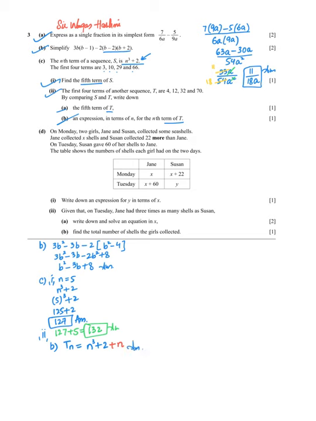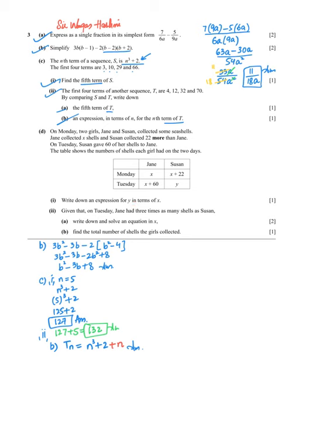On Monday, two girls, Jane and Susan, collected some seashells. Jane collected x shells and Susan collected 22 more than Jane. On Tuesday, Susan gave 60 of her shells to Jane. The table shows the numbers of shells each girl had on the 2 days. Write down an expression for y in terms of x.